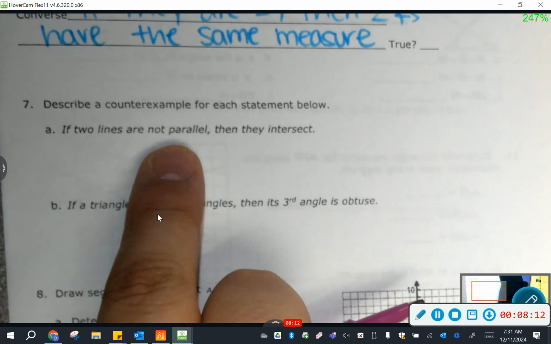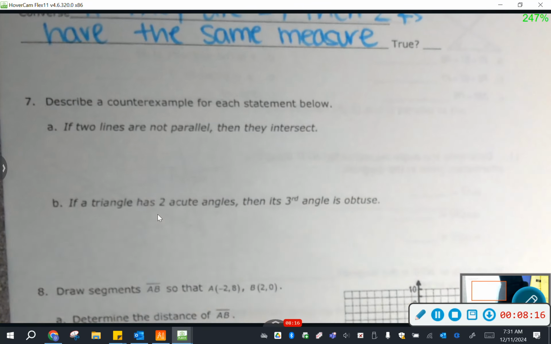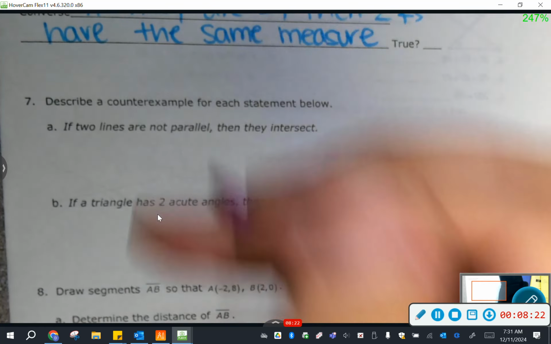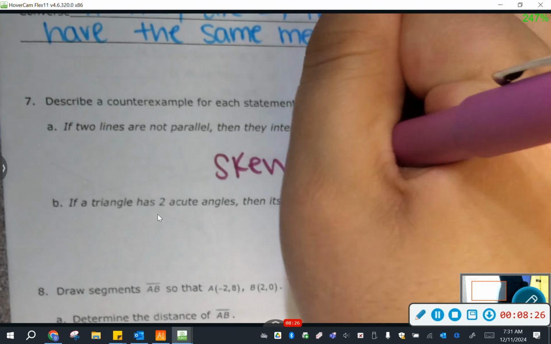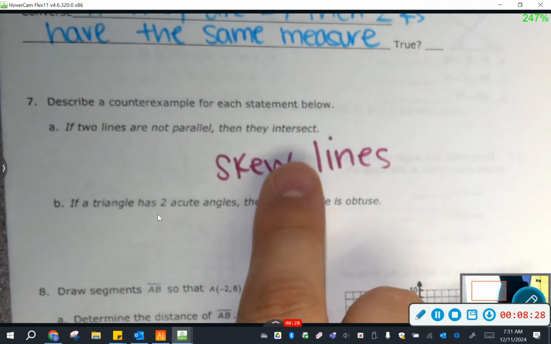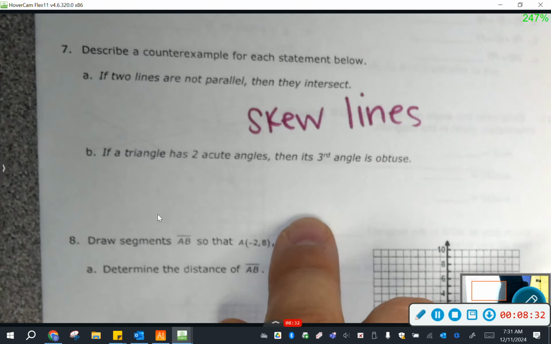If two lines are not parallel when they intersect, is there a way to have lines that do not go like this? And they don't what? Skew lines. So a counterexample right here would be skew lines. That one was probably one of the harder questions. A lot of people had questions about it.